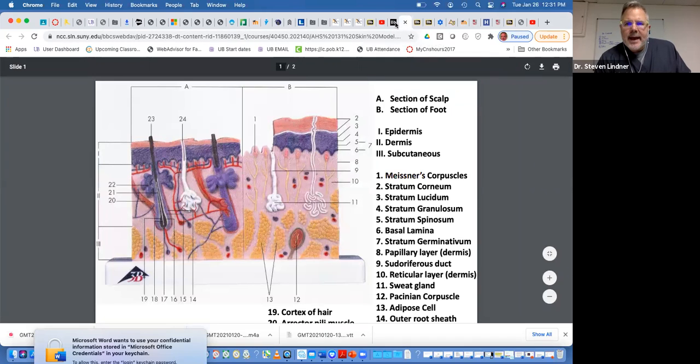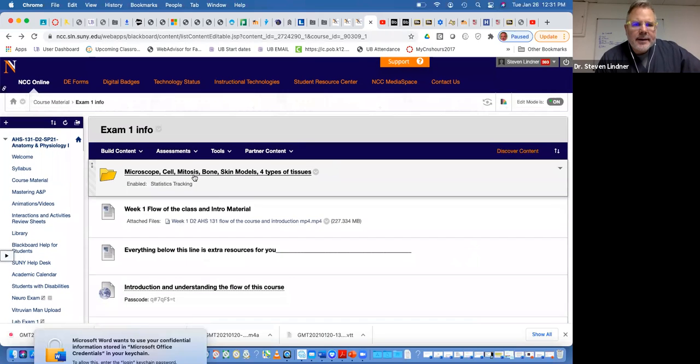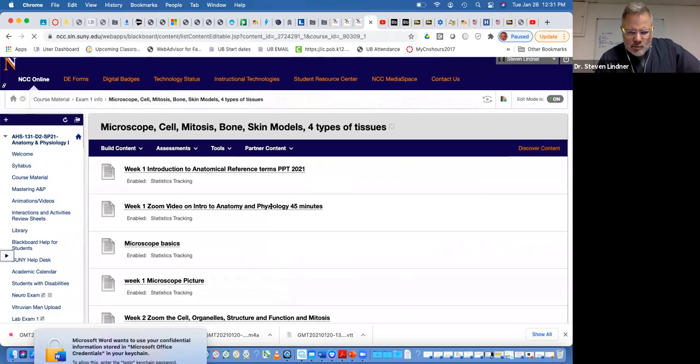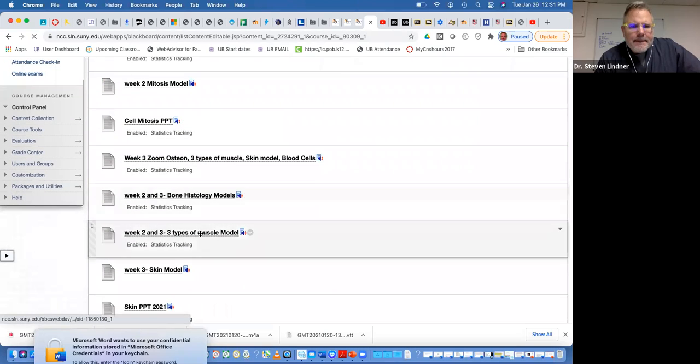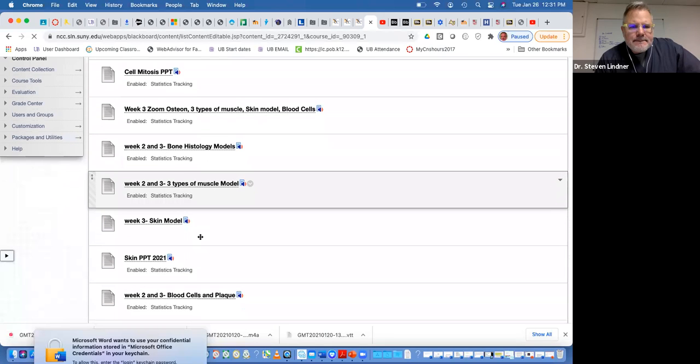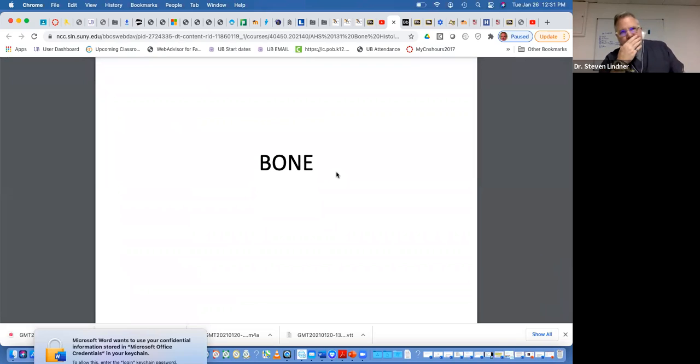Let's look at the bone histology. We'll look at that one next. Okay, so it looks like this. Now, bone comes in 2 different flavors, right? There's spongy bone and then there's compact bone.